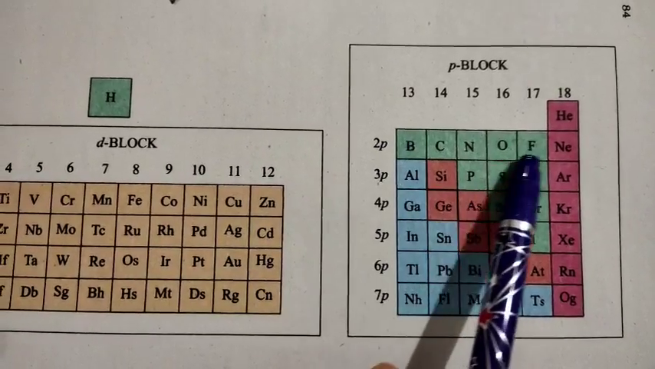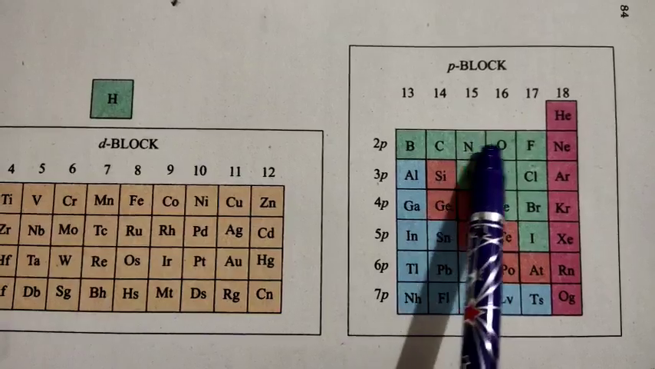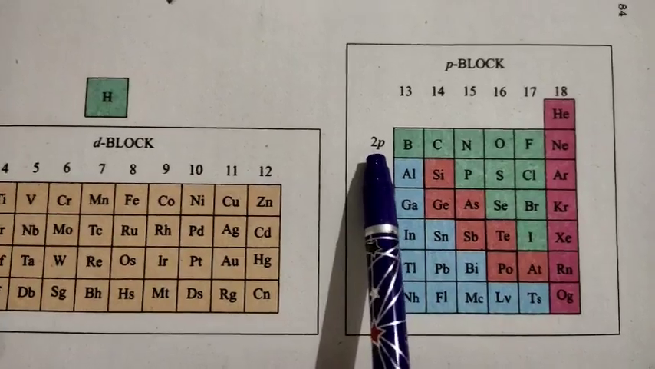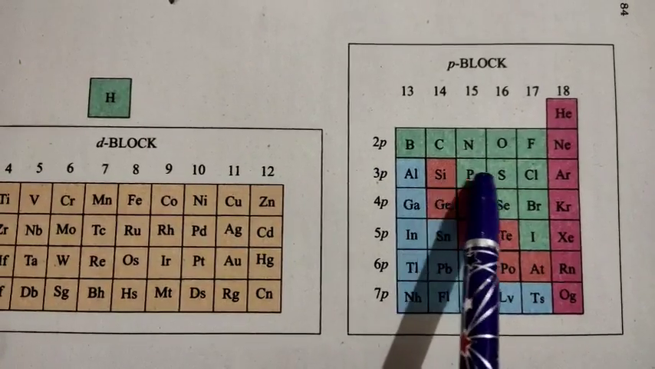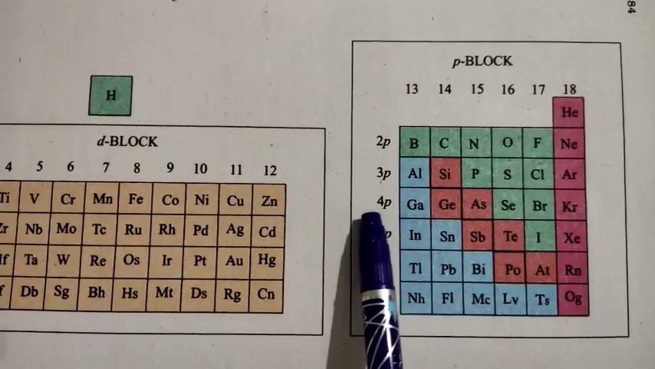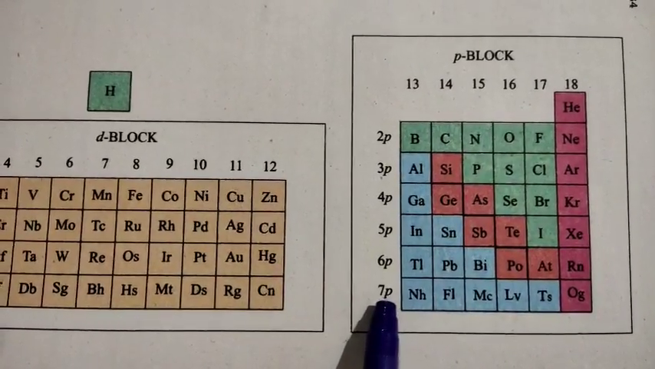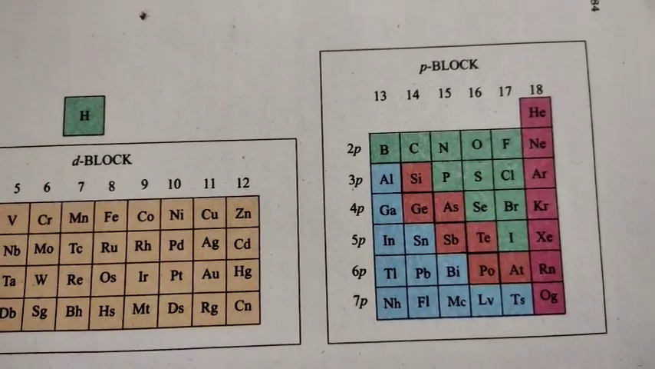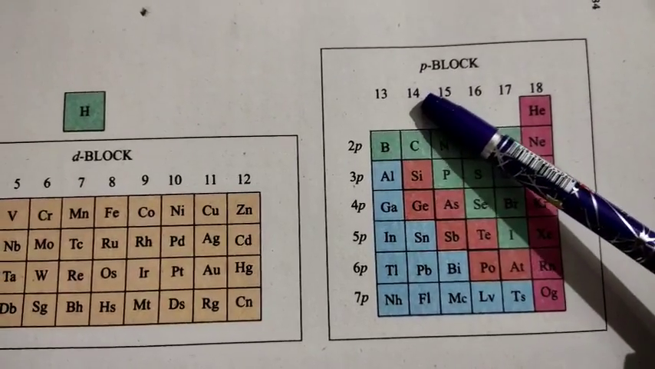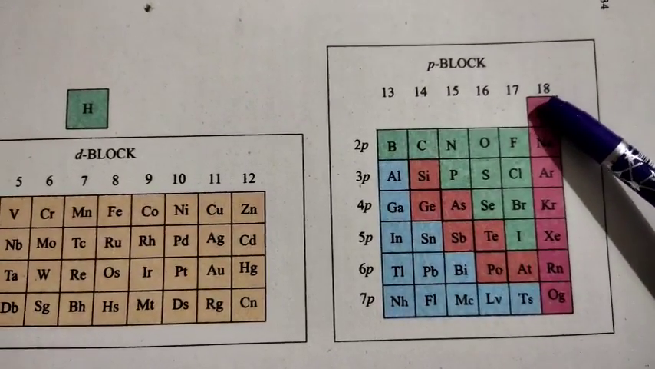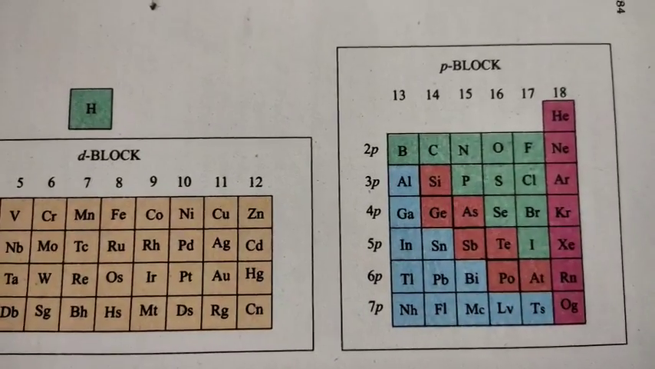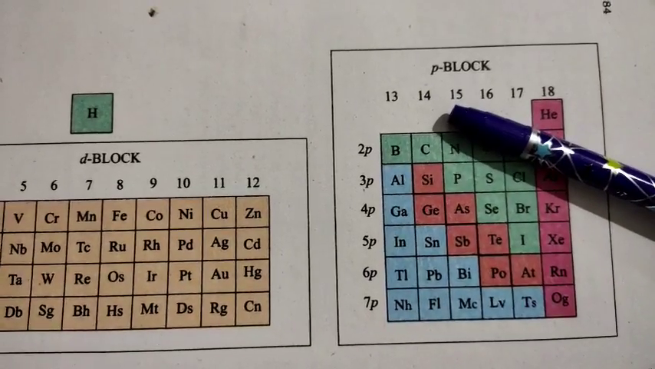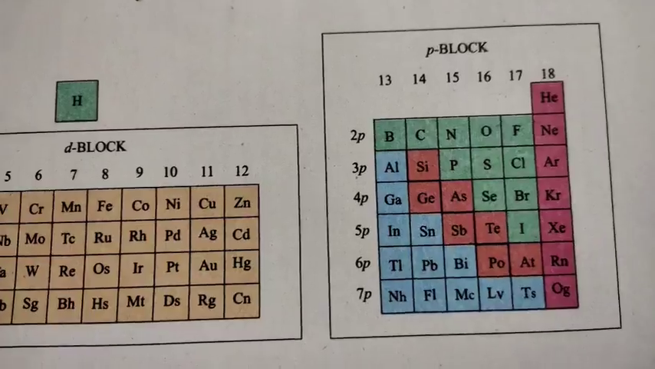2p means what? For all these elements that you can see, boron, carbon, nitrogen, oxygen, etc., the last electron will enter the 2p orbital. For aluminum, silicon, phosphorus, it will enter the 3p. Similarly 4p, 5p, 6p and up to 7p you can observe. Therefore, P block elements are also classified as group 13, 14, 15, 16, 17 and 18. This you have to remember. In class 11 we are going to study group 13 and 14, and in class 12 the rest of the portion, that is 15, 16, 17 and 18.